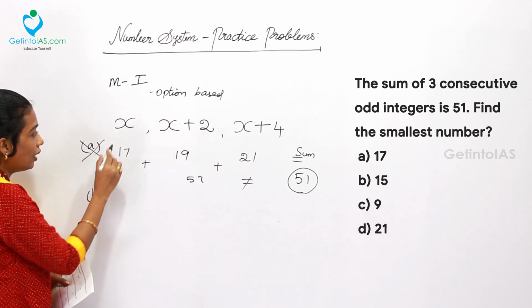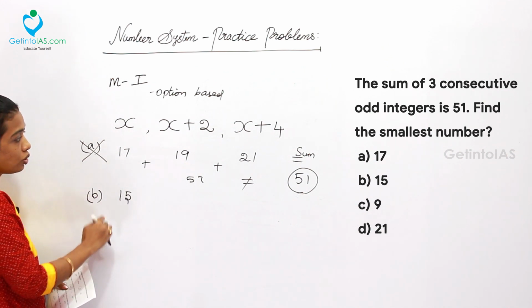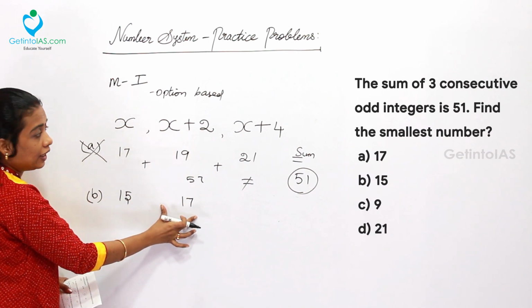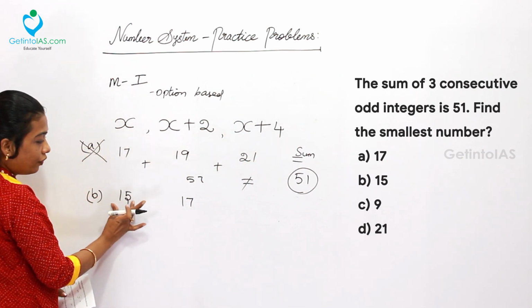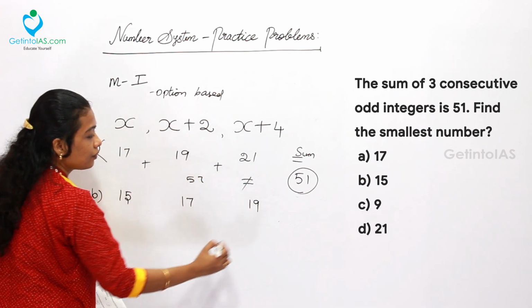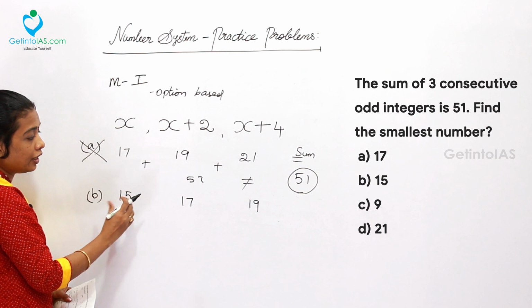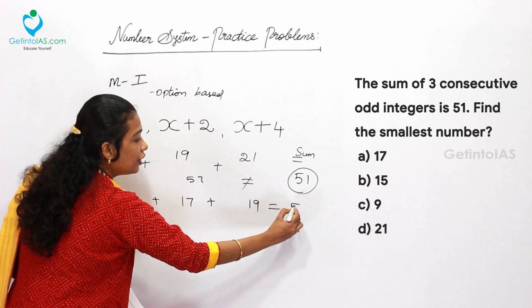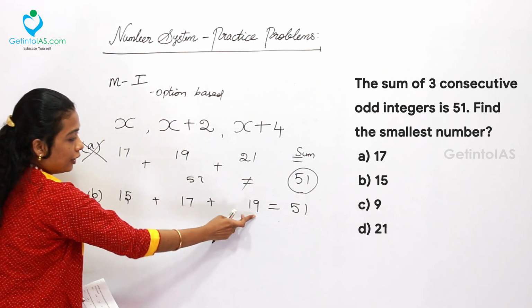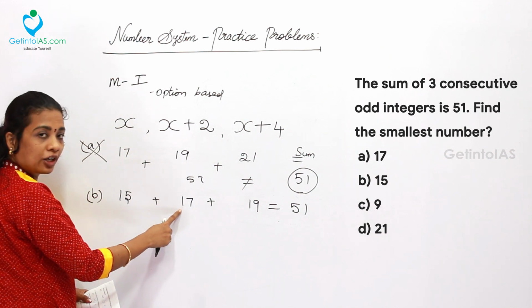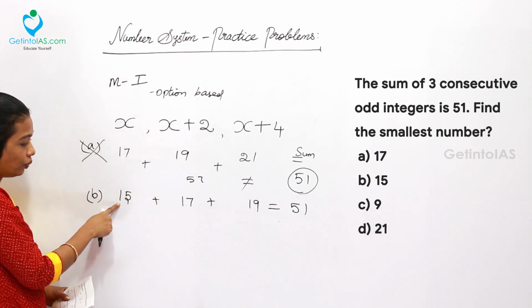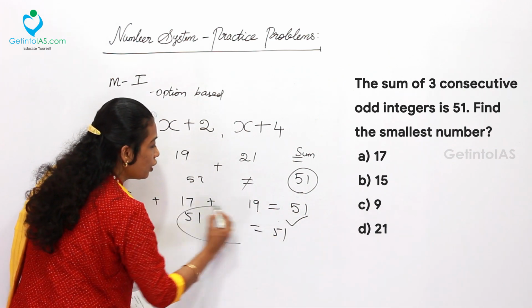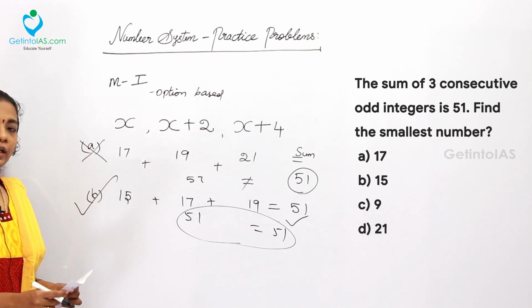Under this, it is given x is 15. So x is 15. Let me take x plus 2, which will be equal to 17. What is x plus 4? x plus 4 will be equal to 19. So 15, 17 and 19 are the three numbers. Let me check whether the summation of this is equal to 51 or not. So 19 plus 7, 26 plus 10, 36, 36 plus 5, 41 plus 10. Yes, it is exactly 51. So we can say option B is the correct one.